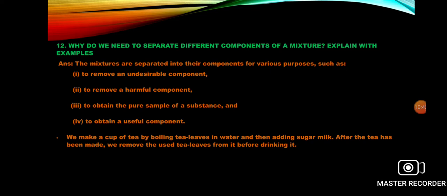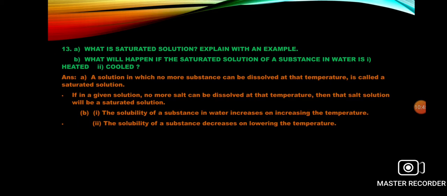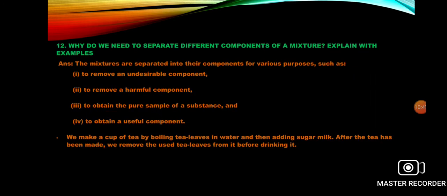Next is to remove a harmful component. For example, you separate the stones from rice or pulses. If you eat the stones along with the rice and pulses, it will be harmful for your health. Then, to obtain the pure sample of a substance, for example, the separation of iron and sulfur powder using a magnet. If you want pure sulfur powder, then you have to do this separation.